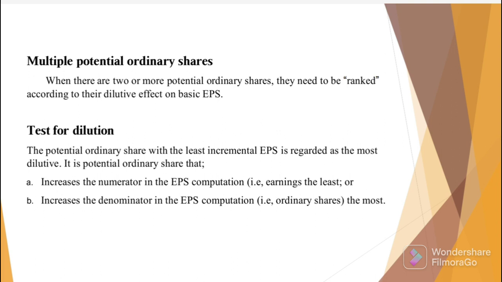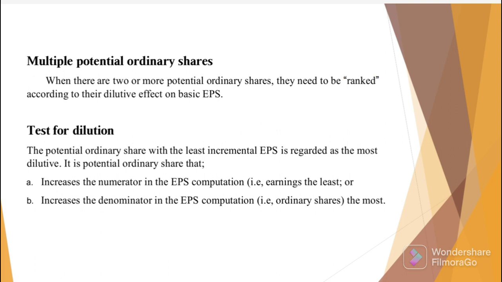Multiple potential ordinary shares. When there are two or more potential ordinary shares, they need to be ranked according to their dilutive effect on basic EPS. The most dilutive potential ordinary share is ranked first. The least dilutive is ranked last. The most dilutive potential ordinary share is the one with the least incremental EPS.